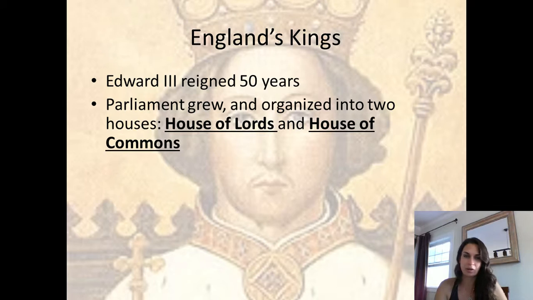In fact, our own government, the United States Congress, is modeled after this two-house model. Instead of a House of Lords and House of Commons, we have the Senate and the House of Representatives, of course. And just like in Parliament, our Congress does control the purse strings, for better or for worse.